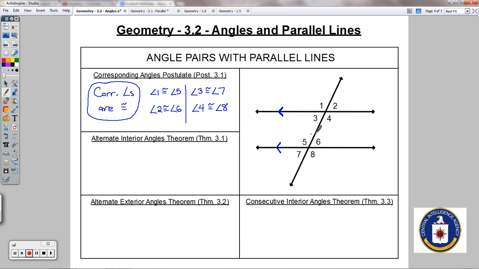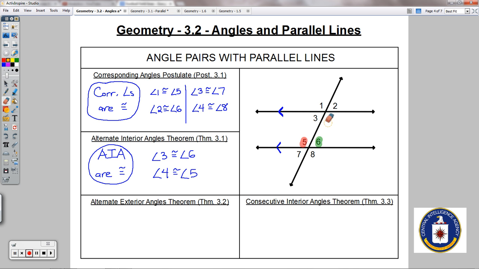Back to the alternate interior angles theorem. What it says is that alternate interior angles are congruent. So for instance, I'll use my highlighter for this one. I think these are a little trickier to see, not that much trickier, but 3 and 6, those are alternate interior, and 4 and 5, those are alternate interior. And so we can say angle 3 is congruent to angle 6 in this particular picture, and angle 4 is congruent to angle 5.